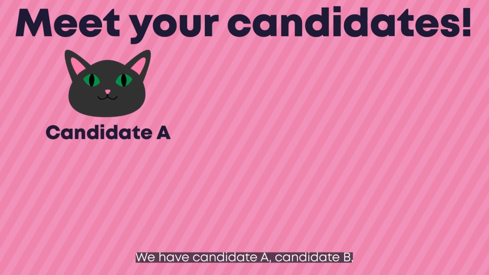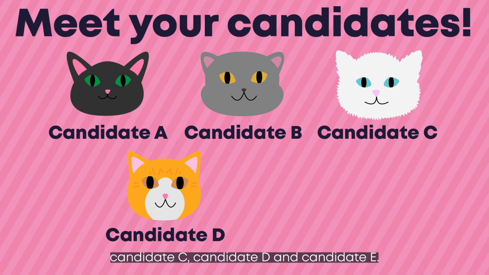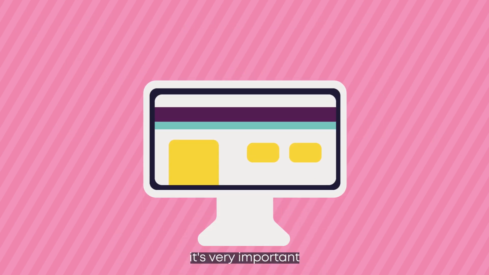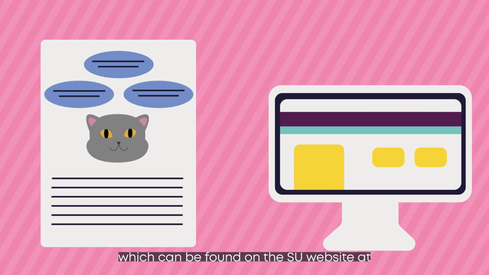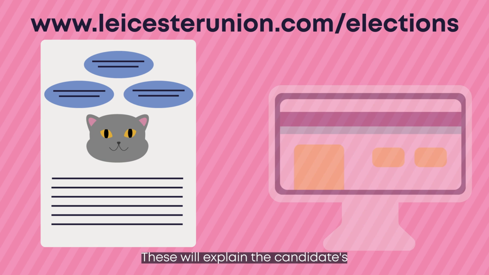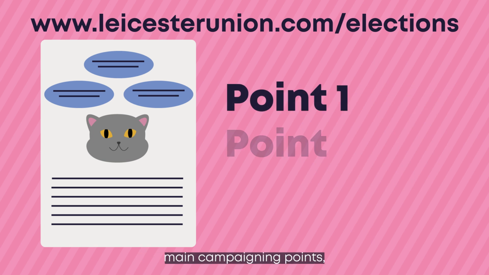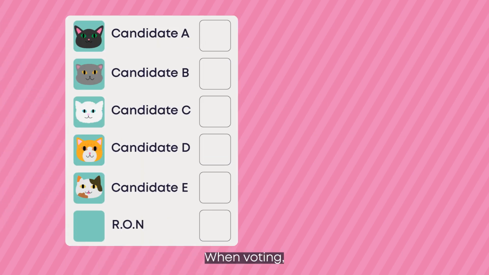We have Candidate A, Candidate B, Candidate C, Candidate D, and Candidate E. Before you vote, it's very important to read the candidates' manifestos, which can be found on the SU website at www.leicesterunion.com/elections. These will explain the candidates' main campaigning points so that you can choose a person who is supporting the values you agree with. When voting, you'll see a list of candidates with boxes next to their names.